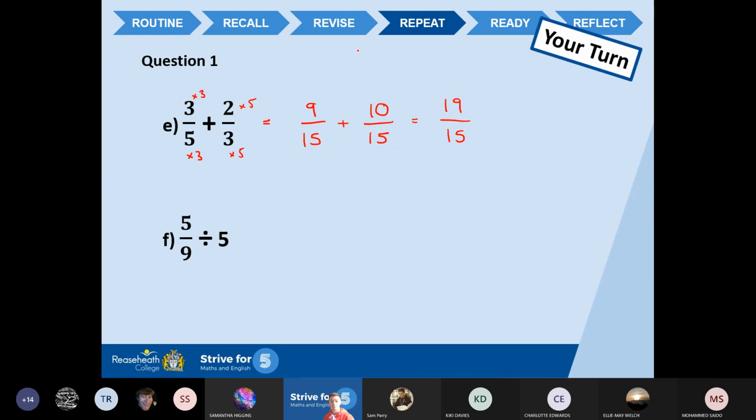What am I going to say? Here, guys, we've got a top heavy fraction. I'm going to say let's convert it to a mixed number, aren't I? How many 15s go into 19? 1. What's the remainder? 4 left over, excellent. We keep the bottom number the same. So 1 and then 4/15. That's my mixed number right there. Happy days. Good stuff, guys.